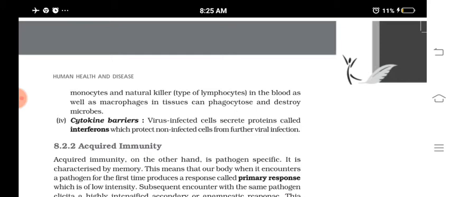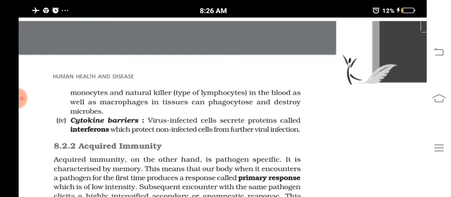Then cytokine barriers. This is very important. When a cell is affected by a virus, that cell produces a protein called what? Interferons. It was asked once, what are interferons? They are the proteins produced by the cells which are infected by virus. When a virus attacks a cell, it produces proteins called interferons, and these interferons protect the other cells from further viral infection. They give information to the other cells, and protect them from getting infected by the virus.